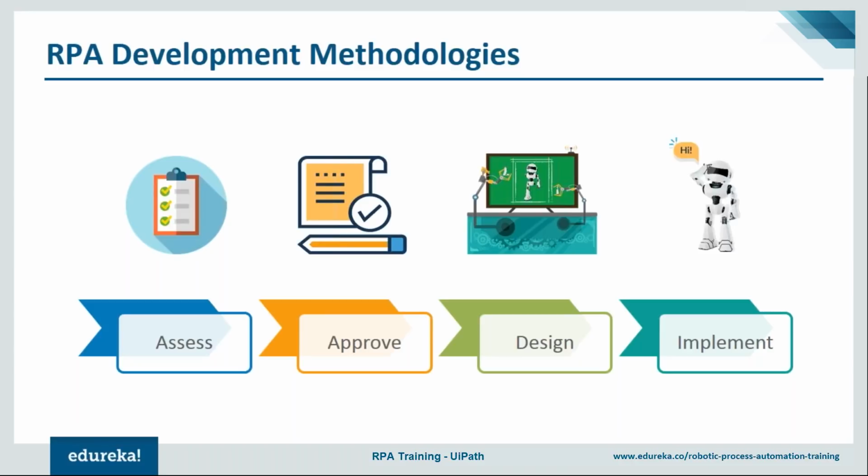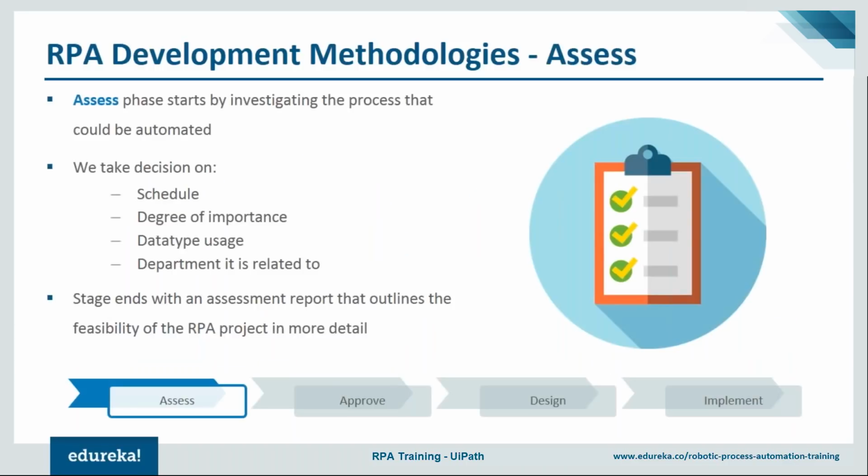Then comes design, wherein you'll be designing your project. Once you're sure this is the thing you have to go forward with, you go on to design your project inside RPA. And towards the end, you implement it. In the implementation stage, it could be either a front office robot or a back office robot. So this is the development methodology that RPA follows. Let's look at each stage one by one.